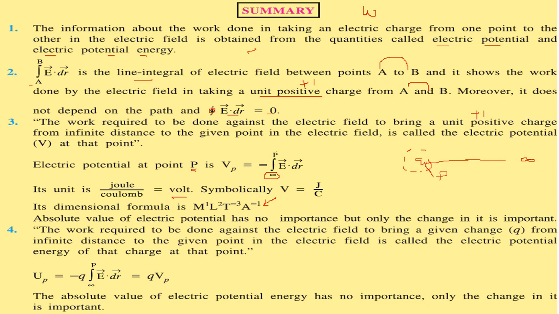The work required to be done against the electric field to bring a given charge, say some q, from infinite distance to a given point in the electric field is called the electric potential energy of that charge at that point. So the electric potential energy is given by, again from infinity to P, E dot dr, the same as this, but multiplied by q. So qV is the amount of work done against the electric field in bringing the charge from infinity to P. The absolute value of electric potential energy has no importance, only the change is important here also.